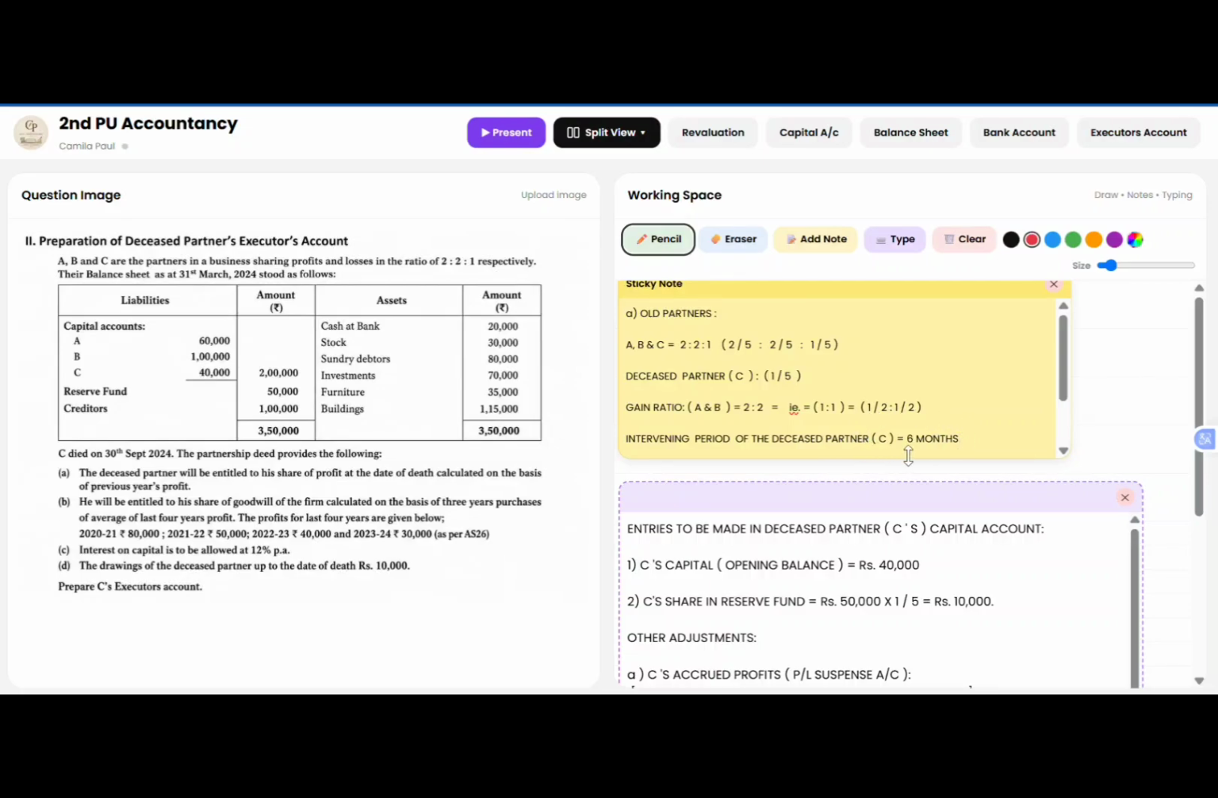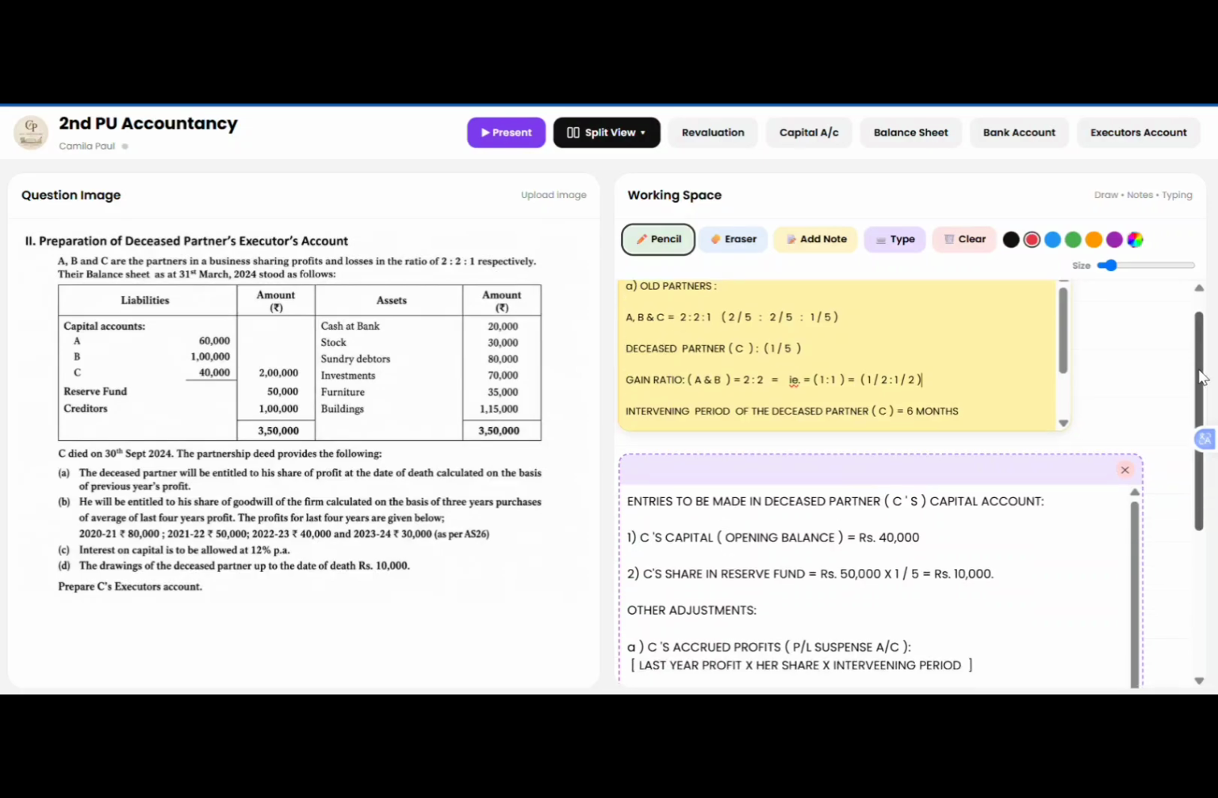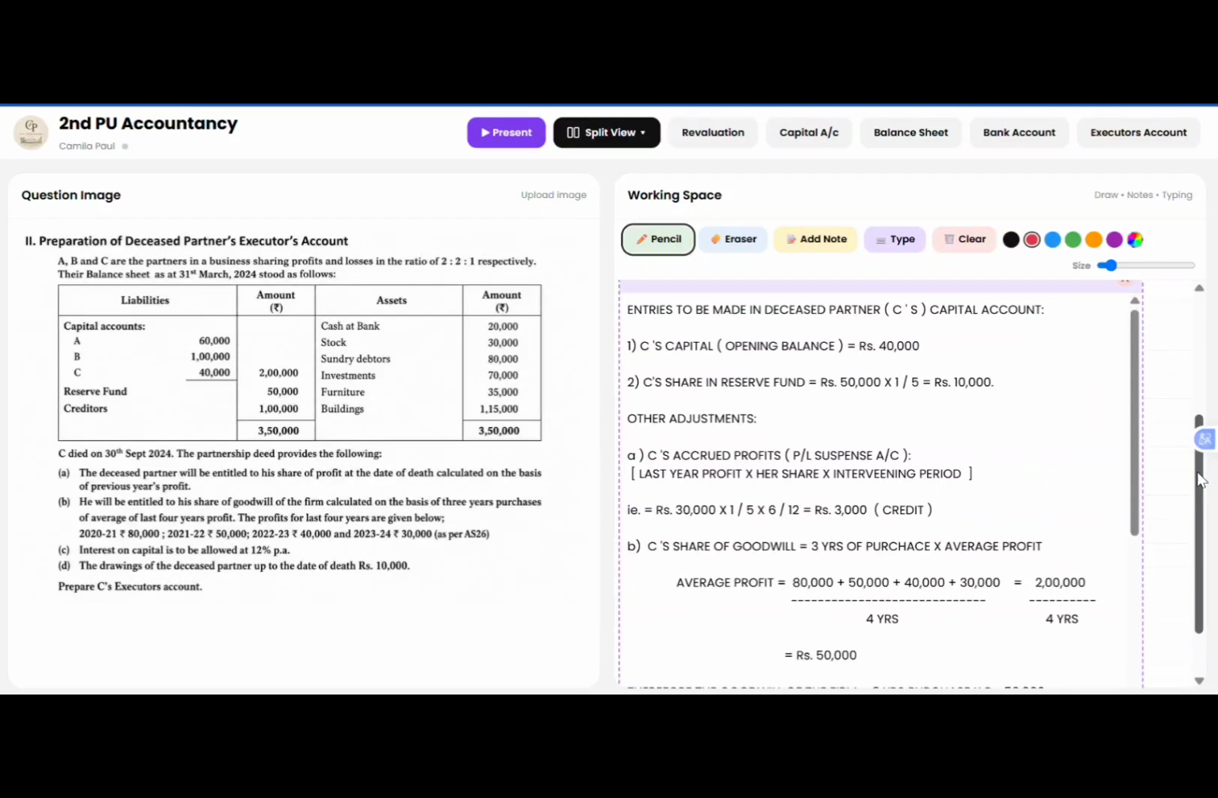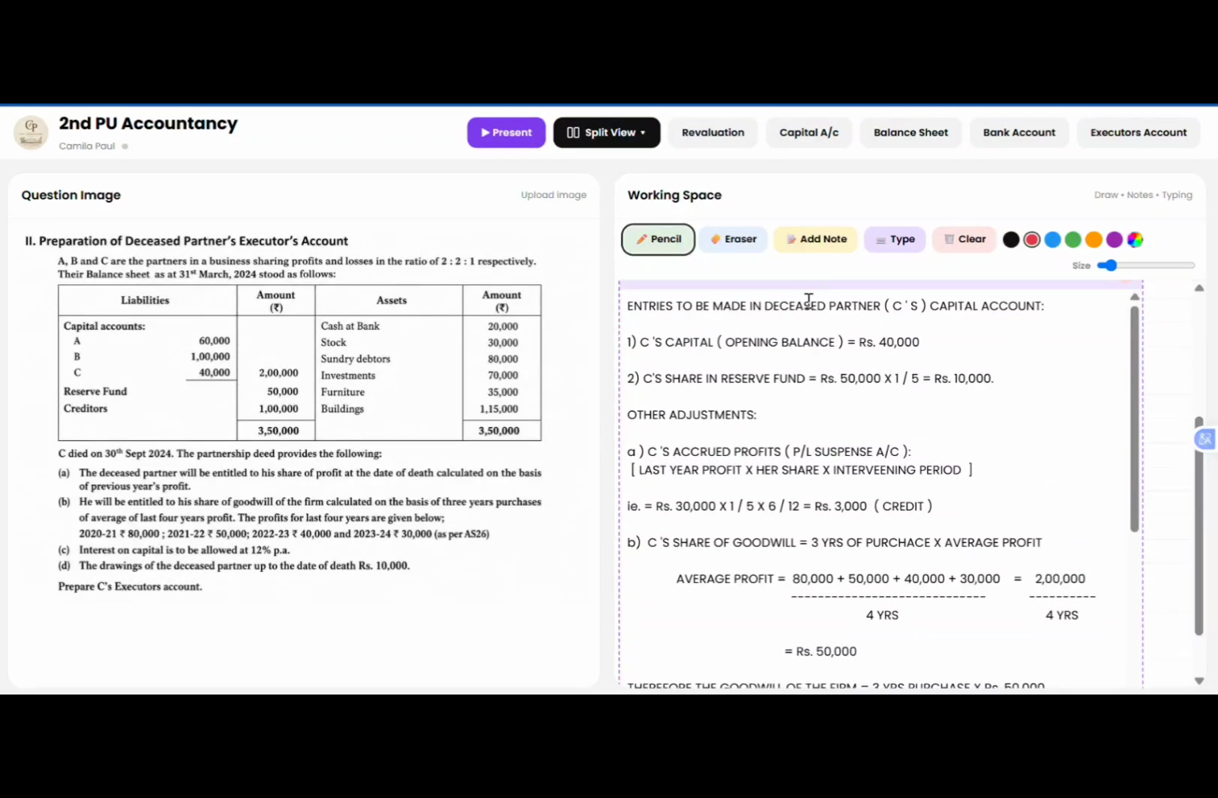Now moving on to the adjustments given to us, let's see what entries have to be taken to the deceased partner's executor's account. The entries to be made in the deceased partner's executor's account, that has to be paid to the executor, will be C's capital account.